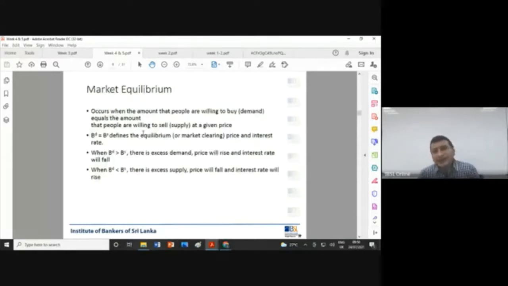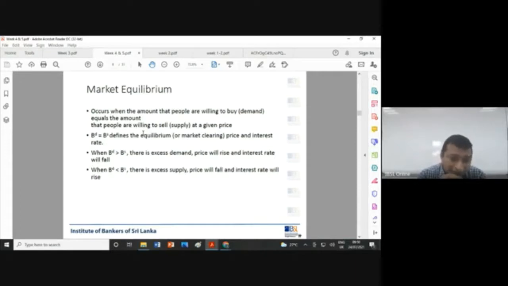What you are basically seeing here is that the equilibrium happens in the market when the amount that people are willing to buy, that is the demand, equals the amount that people are willing to sell, that's the supply, at a given price. So bond demand and bond supply define the equilibrium. Bond demand equals bond supply is the equilibrium or market clearing price, and effectively the market clearing interest rate, because bond suppliers and bond demanders are keen on the interest rate, and with that you can also figure out the quantity demanded and quantity supplied.